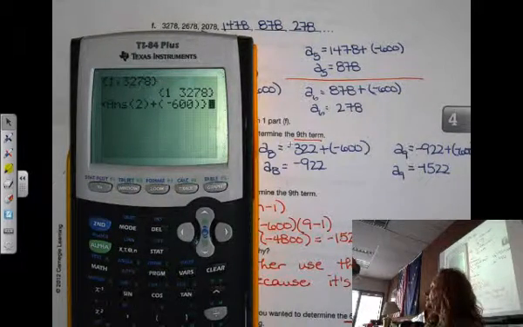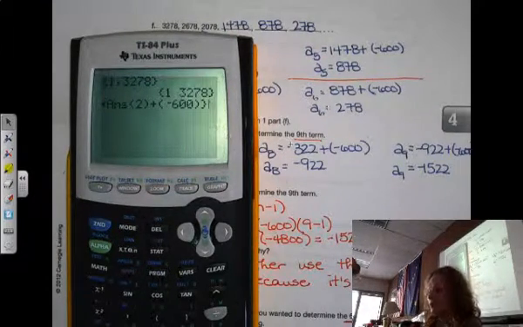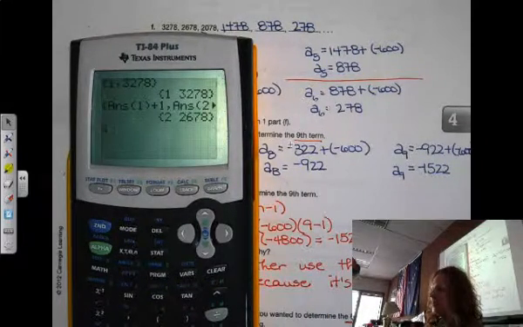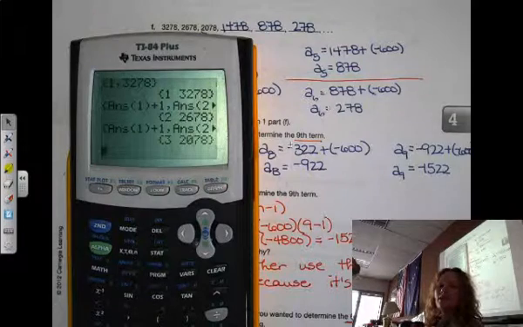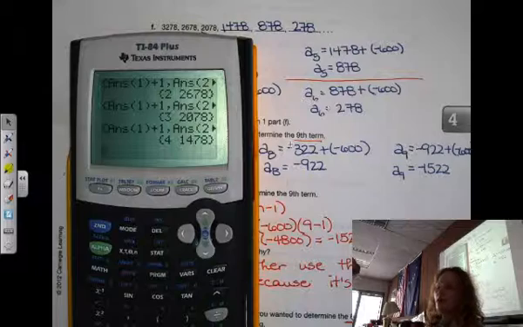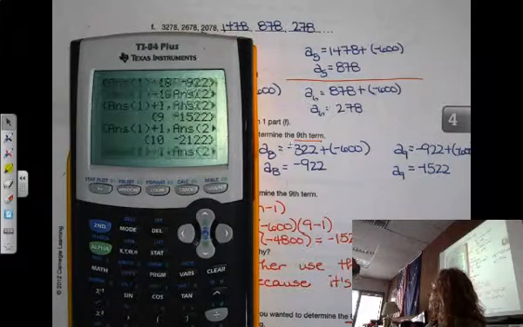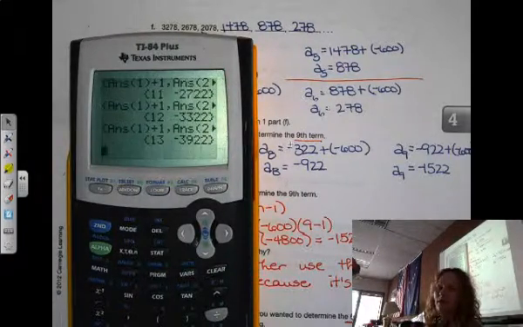Okay. The parenthesis and the bracket are 2 different things. Okay? And press enter. If you press enter, it should say the second term is 2,678. And then if you press enter again, it'll say the third term is 2,078. And then you press enter again, it'll say the fourth term is 1,478. And then this way you can just keep pressing and the calculator will count to 61 for you instead of you counting.